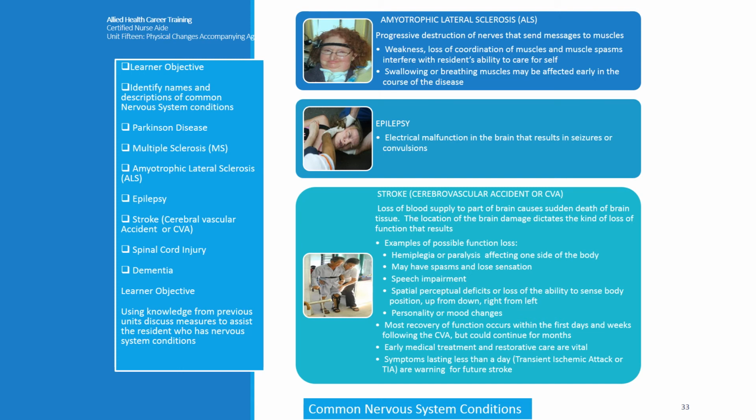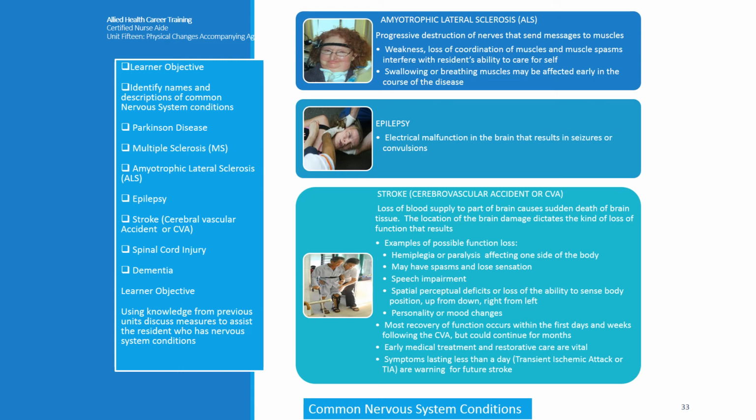So ALS, this is amyotrophic lateral sclerosis. You may have heard of it as Lou Gehrig's disease. Now, this is a progressive destruction of the nerves that send messages to the muscles. So your brain may be working. It may be saying, hey, I want to reach out for that cup on the table, or I want to walk, but your body may not ever receive those messages because the nerves are destroyed.